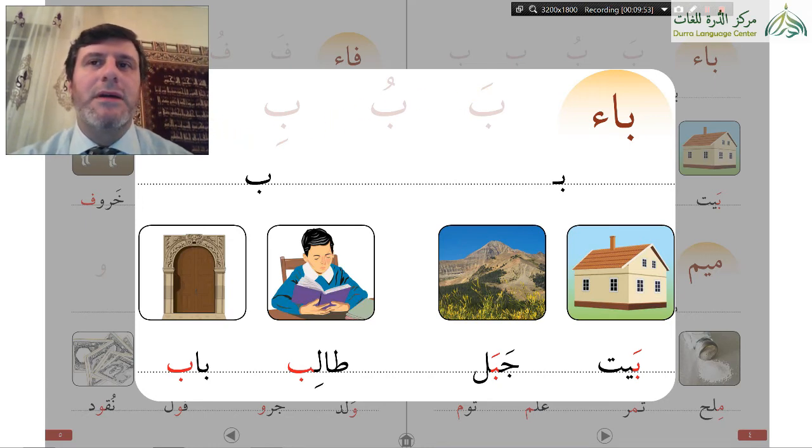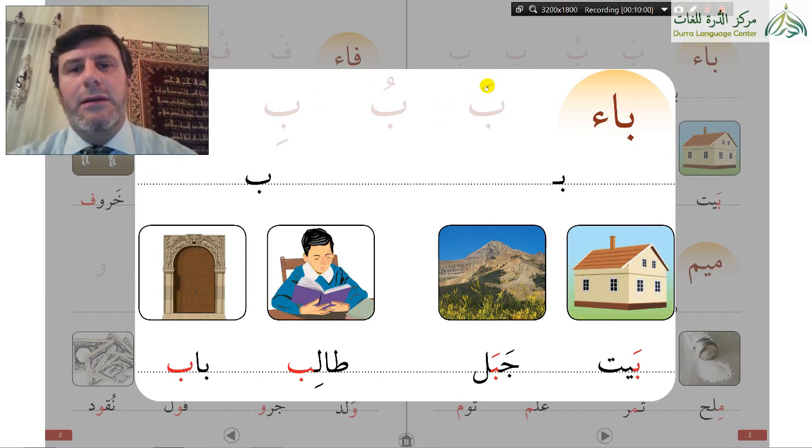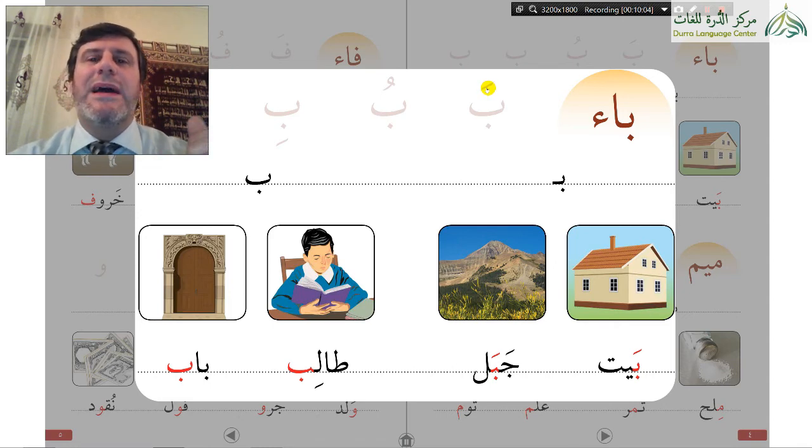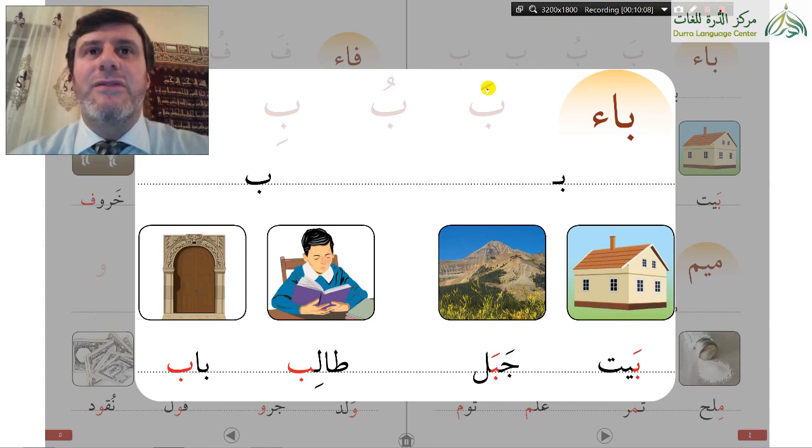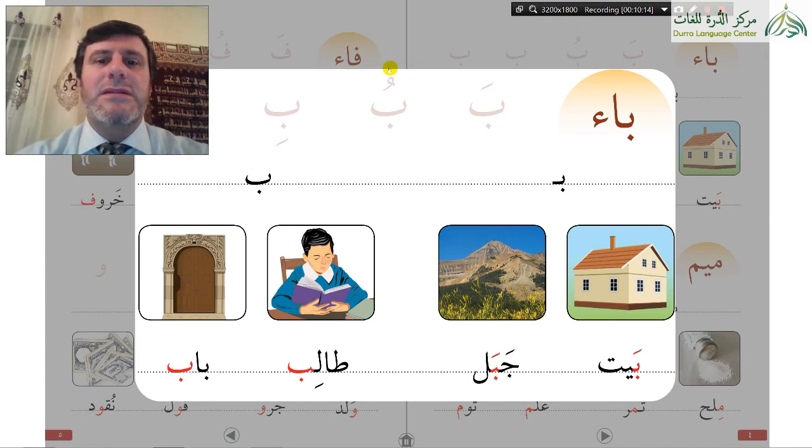So b, b. And notice here that the fatha in this case is more like a small alif. Remember when we discussed alif, it is a small alif, and this is a small waw, and this is a small ya, small e.